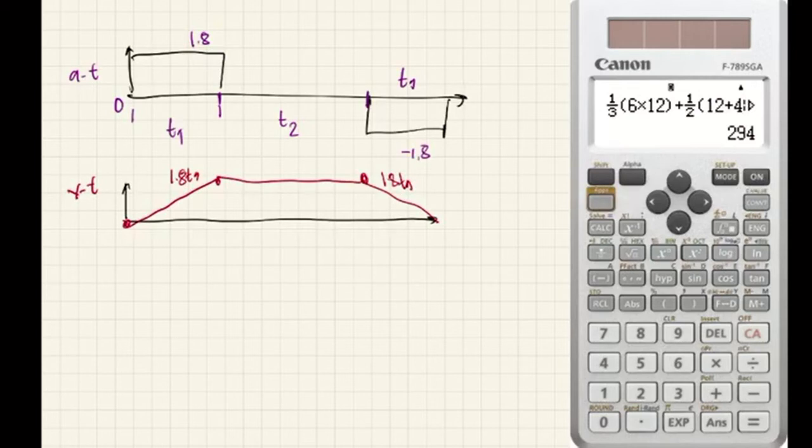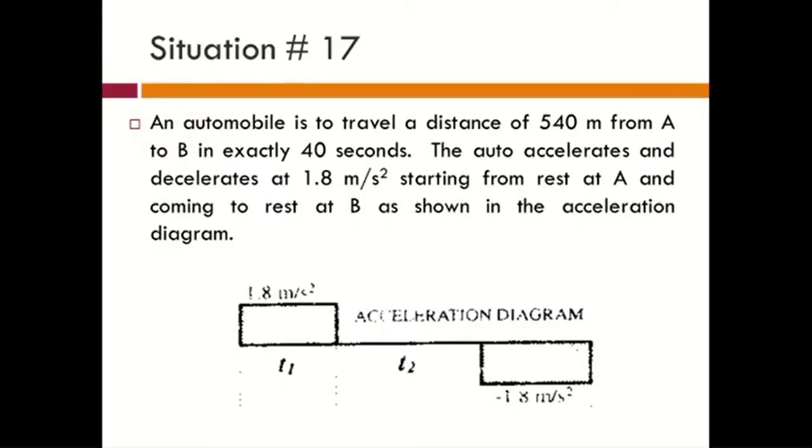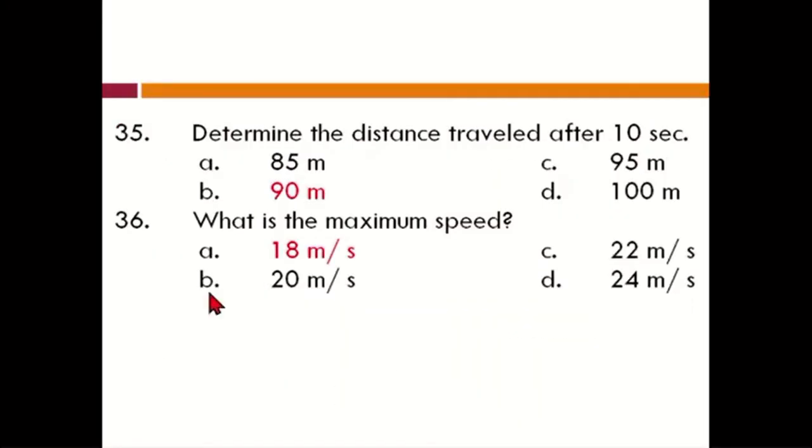Okay, so yan. Tapos alam natin na this is time equals 40. And alam natin that the total area below this is 540 meters in total. Okay, so yun. Teka, ba't nakalabas pa yung calcu? Ang pinapahanap sa atin is, nalimutan ko tuloy yung mga tanong. Ayan, distance traveled after 10 seconds tsaka maximum speed.